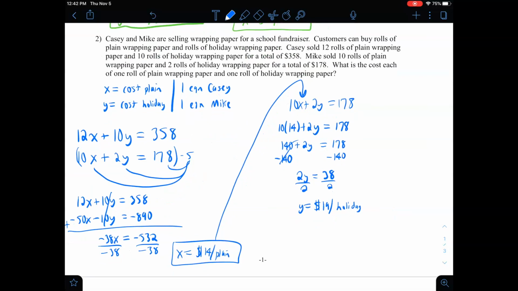You guys can pause the video here if you need to catch up a little bit, but we're going to cruise along and get going. So our final answer for x and y should be (14, 19). That's your final answer.